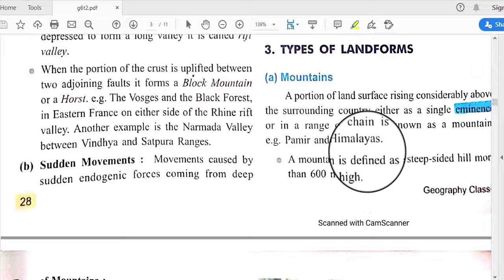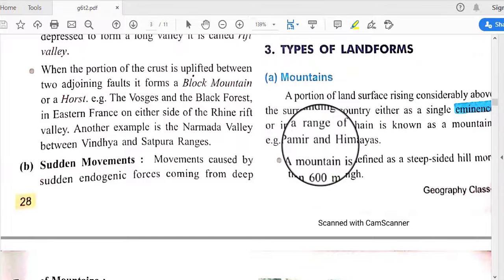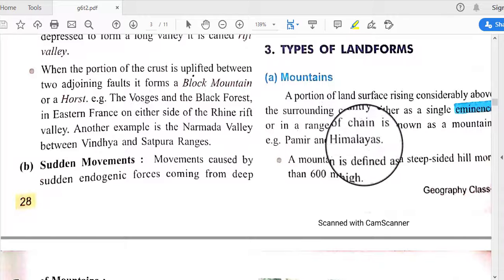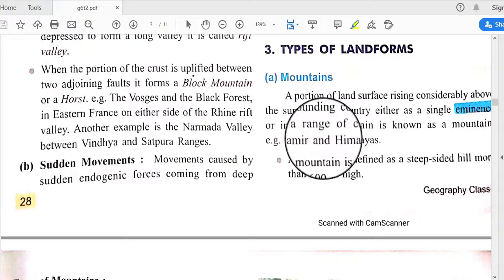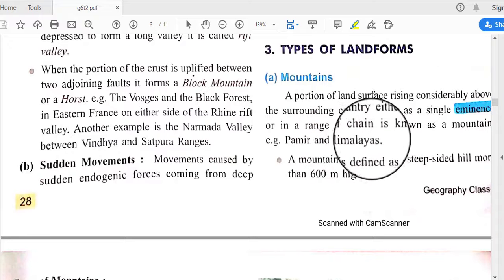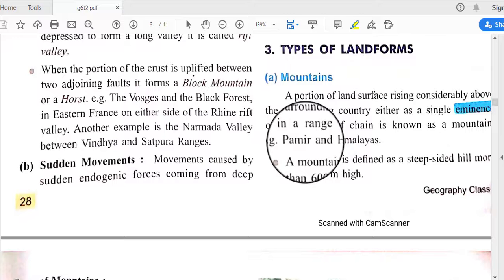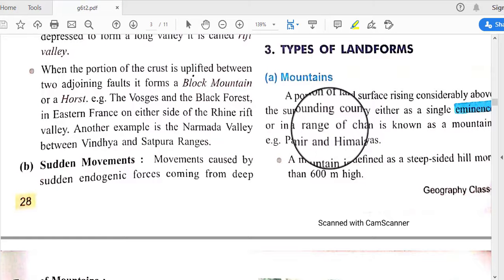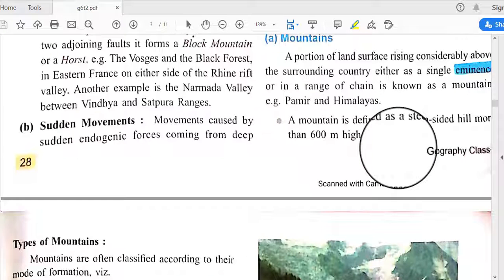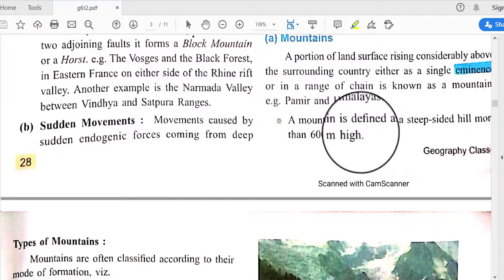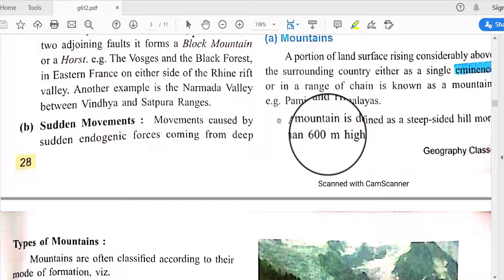of mountains. Like the Pamir plateau, from here various mountain ranges originate and extend towards the southeast. Like this, the Himalaya also originates from the Pamir plateau and is extended towards the southeast direction. A mountain is defined as a steep sided hill more than 600 meters high. So the mountain's height is more than 600 meters.